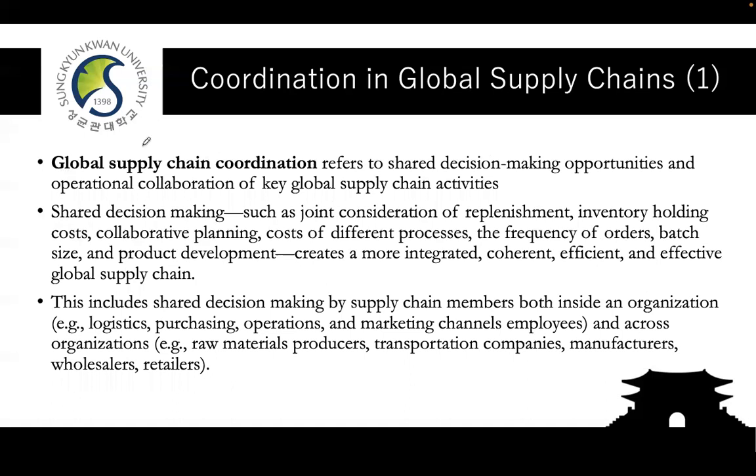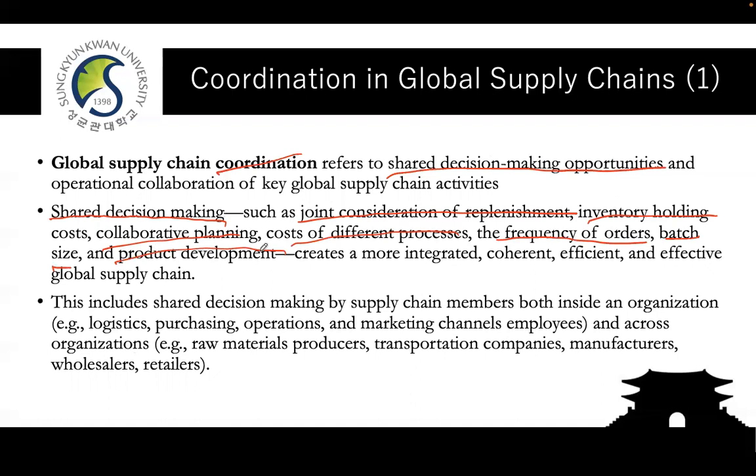So finally, the global supply chain coordination, and the shared decision-making opportunities. This is a joint consideration. We call it shared decision-making, but it doesn't mean that the decision is made by everyone in the supply chain coordination. It simply means that there is joint consideration of replenishment, inventory holding costs, collaborative planning, cost of different processes, frequency of orders, batch size, product development, and some other related things. So we could make an integrated, coherent, efficient, and effective global supply chain.